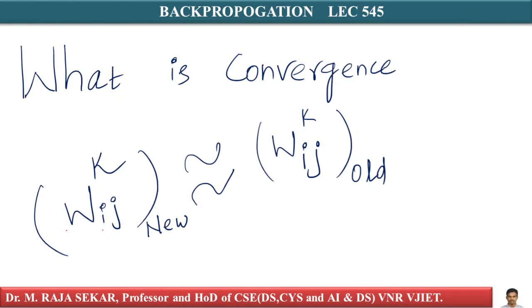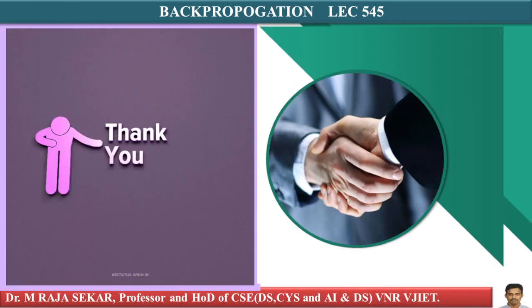Wkij new must be approximately equal to Wkij old. Then I can say it has converged. If at any step my new weights are very similar to the old weights, then I have converged to the true solution. I request all of you to go through this particular lecture.